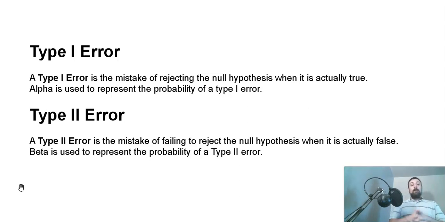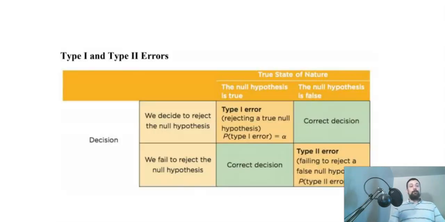A type 2 error is a mistake of failing to reject the null hypothesis when it is actually false. So again, that's another mistake we could possibly make. Beta is used to represent the probability of a type 2 error. There is a way to calculate that, but it's not something you're going to be asked to do. These are basically false positives and false negatives. That's kind of what type 1 and type 2 errors are.